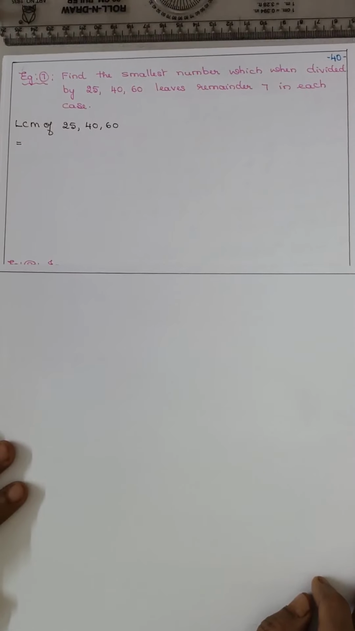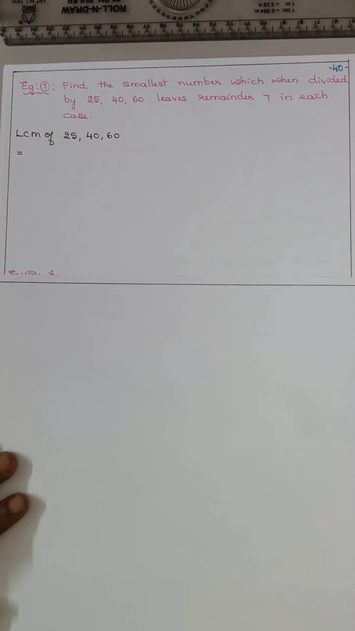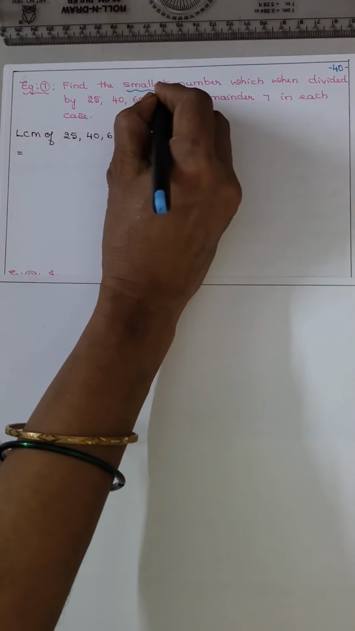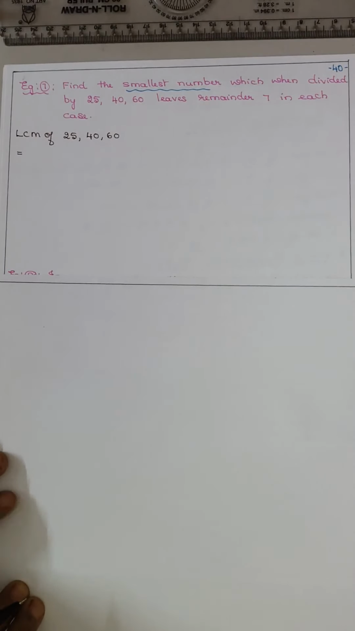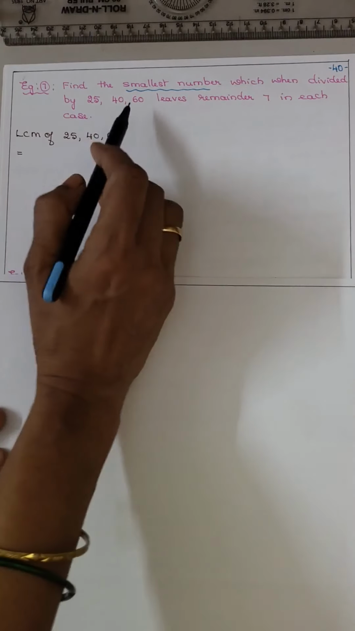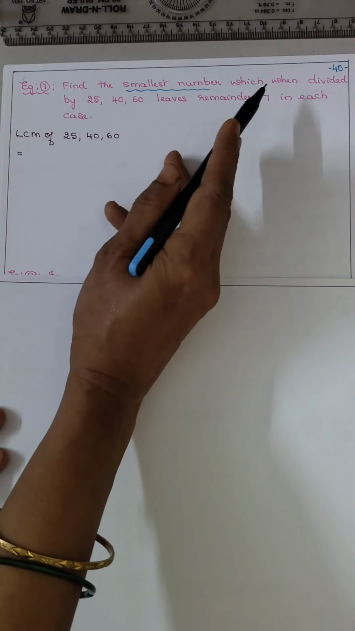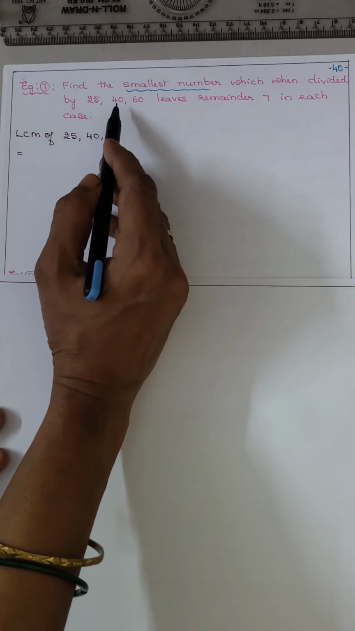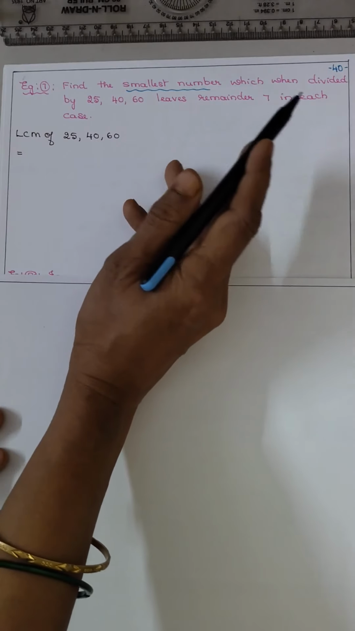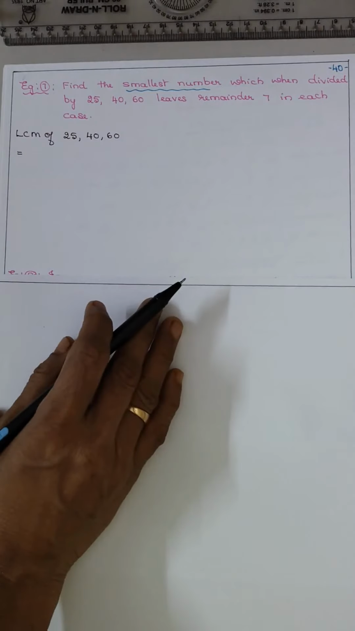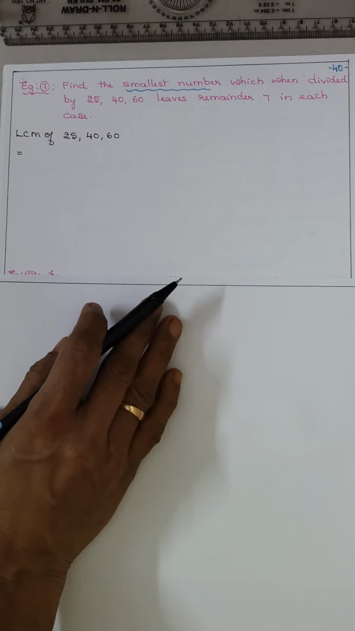Find the smallest number. HCF में मैं बताई थी the greatest number पूछेंगे तो HCF find out करने का. अभी smallest number पूछे हैं तो we have to find the LCM. And here they have told find the smallest number which when divided by 25, 40, 60 leaves remainder 7 in each case. So here the method is different.